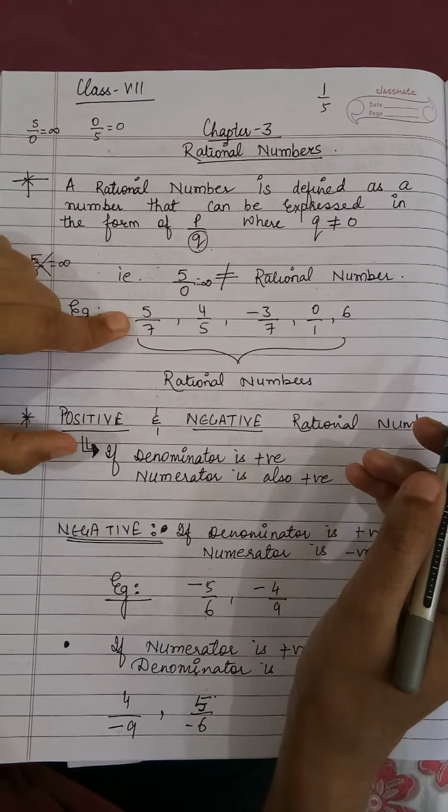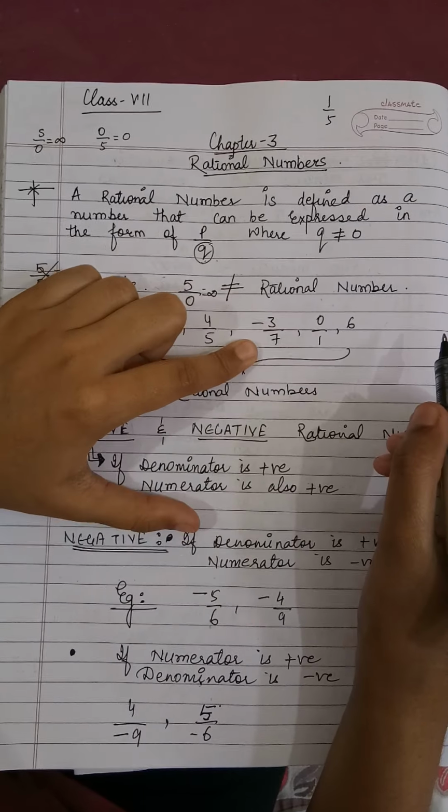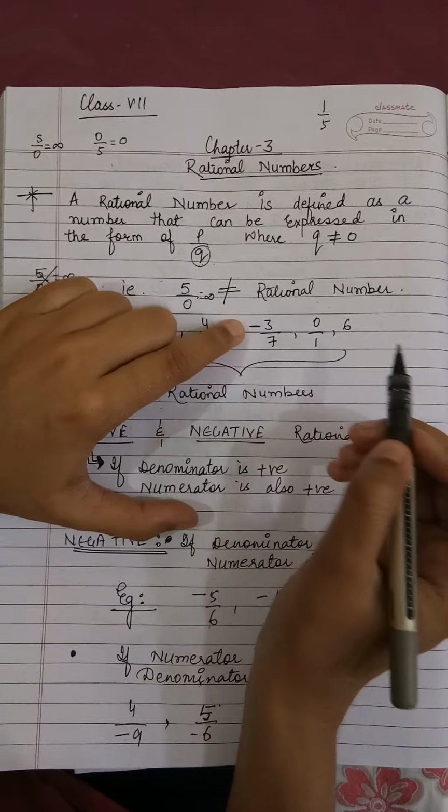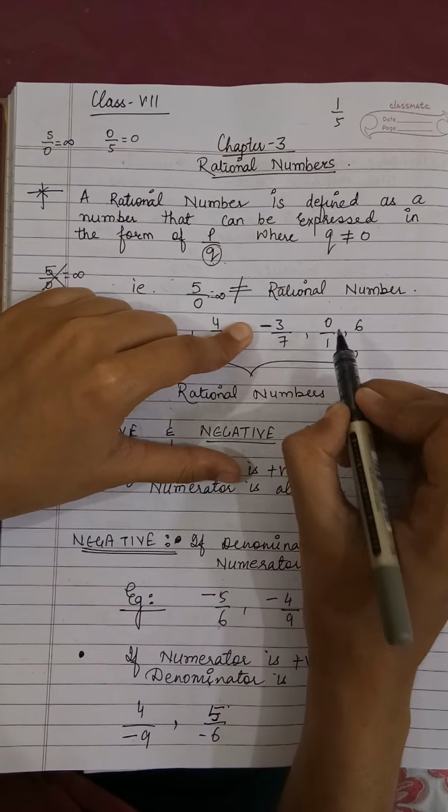5 upon 7, this is a fraction, so yes, it is a rational number. 4 upon 5, yes. Minus 3 upon 7, yes. It is a negative number, right? So this is a negative rational number. It can be done. Now 0 is also a rational number.